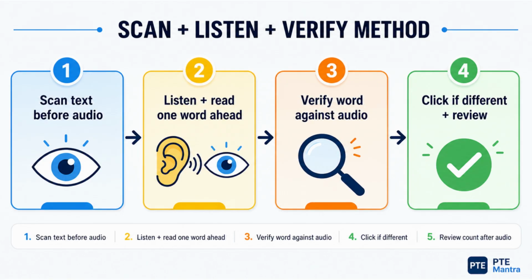Step 4. After the audio ends, review your selections. Count them. There are usually 5 to 7 incorrect words in a 40-word text. If you have too few or too many, reconsider. Watch this example.